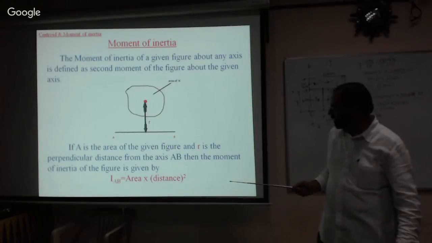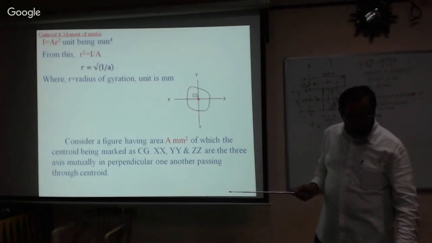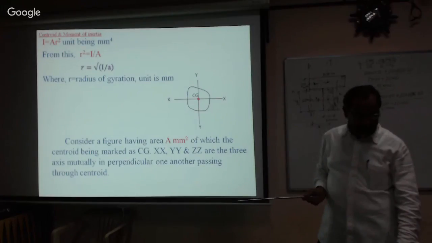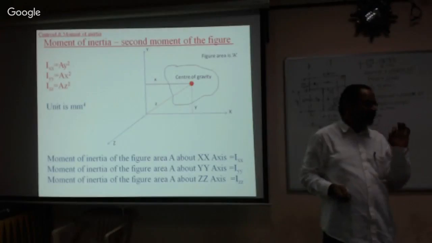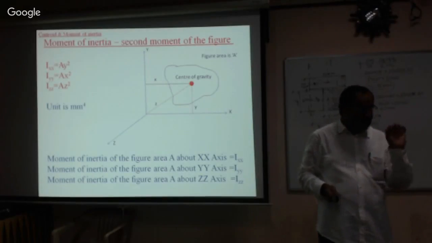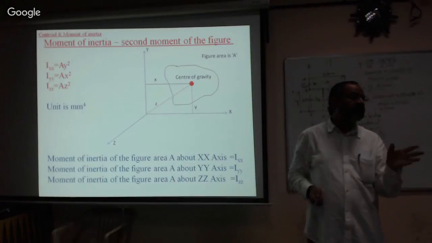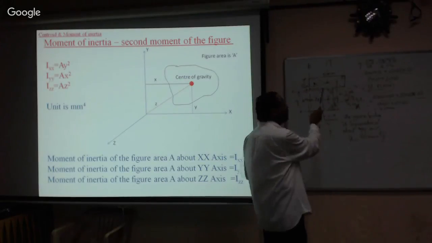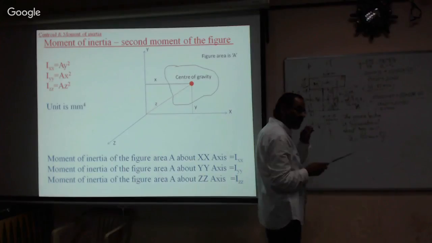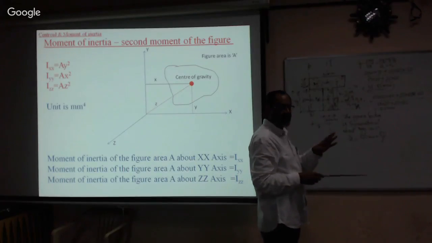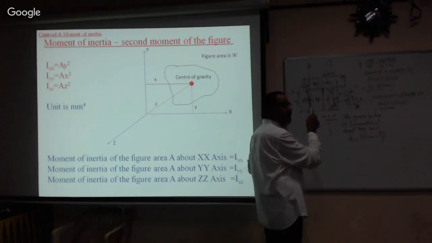For moment of inertia, remember this. Now, our diploma students are lagging in writing the units. It is very, very important in each and every answer for all subjects. You must mention that simply we can't say 80. You must always write 80 millimeter, 20 millimeter.